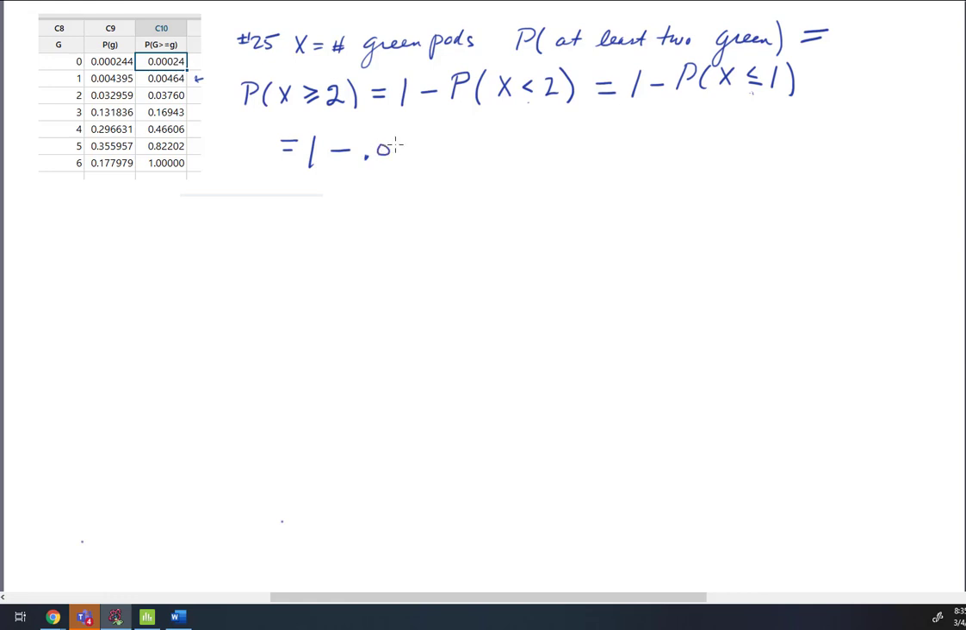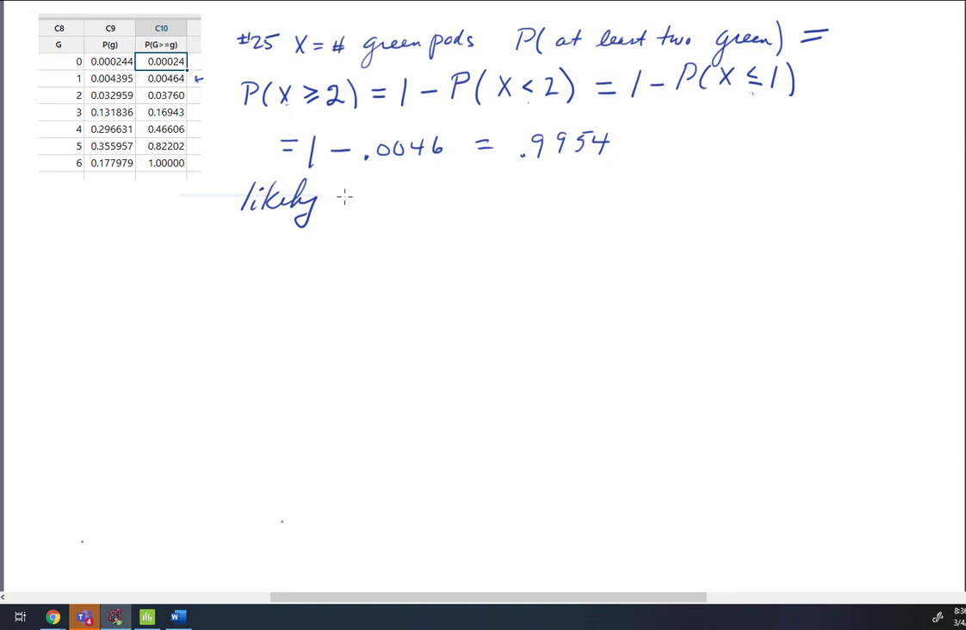So that looks like it's 0.0046. And so this would be 0.9954. So it's 99% certain that the number of green pods is going to be greater than or equal to 2, as long as this p equal 0.75 is in fact correct. So is it likely?